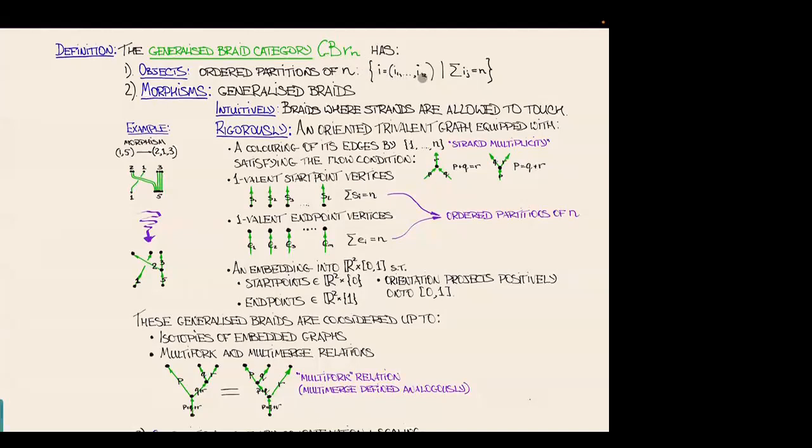You have a bunch of numbers whose sum is n. So the way to think about it is, for example, we have 1, 5, one partition, and we have 2, 1, 3, which is another partition. This one corresponds to a strand of multiplicity 1 and a strand of multiplicity 5, and this one corresponds to a strand of multiplicity 2, a strand of multiplicity 1, and a strand of multiplicity 3. And so morphisms on an intuitive level are just diagrams between these two endpoint configurations, made of strands where we allow braids, where we allow strands to touch, to join, or to split up.